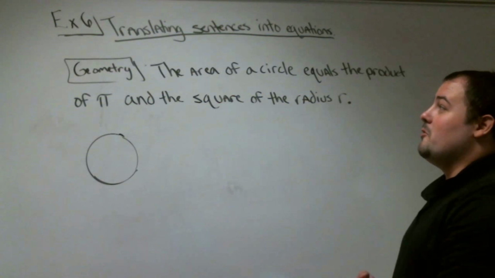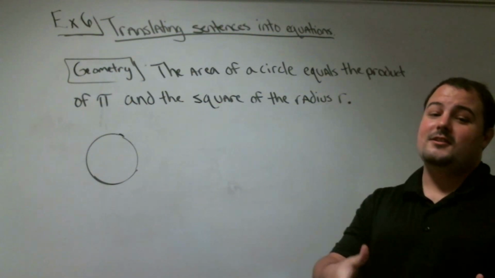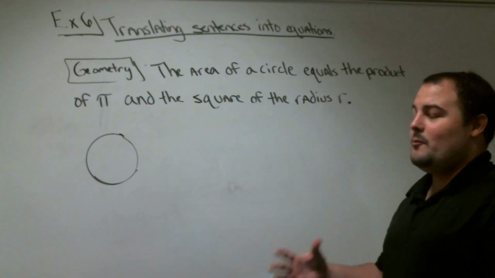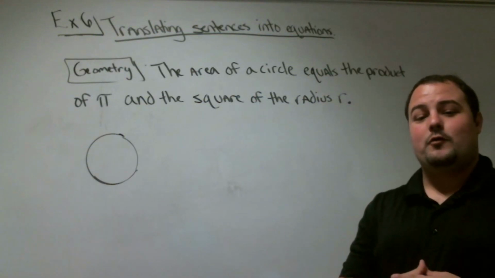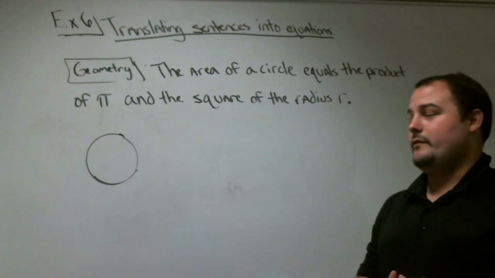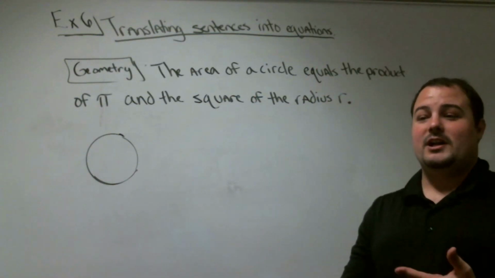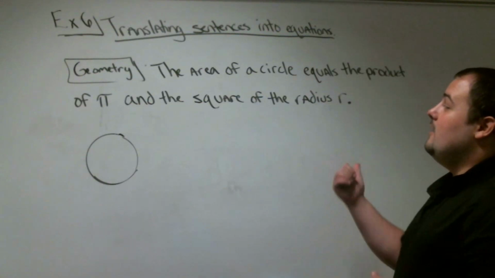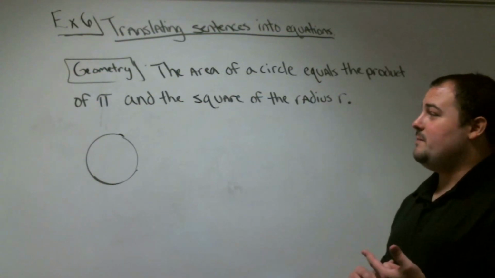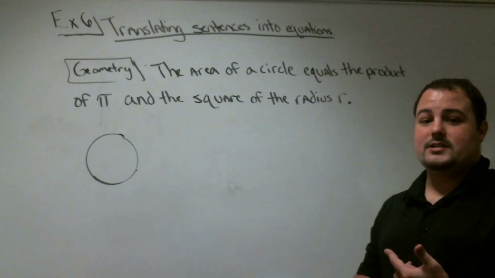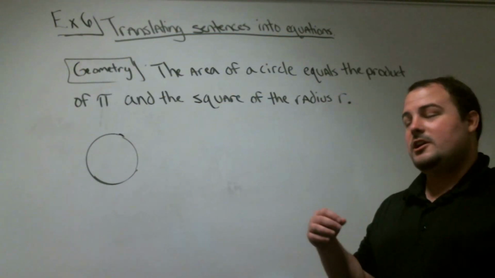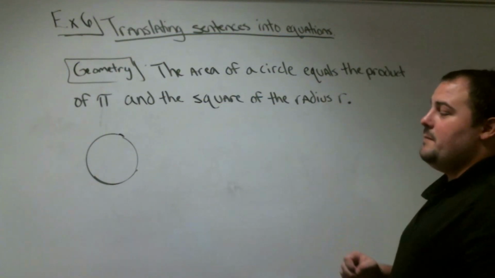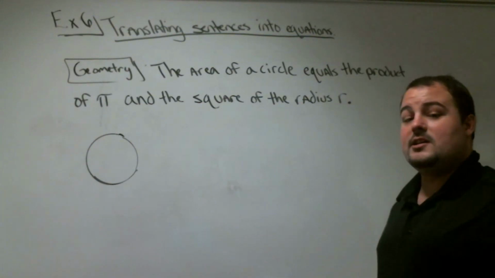For example 6, what we're going to be doing is translating sentences into equations still, and we're still looking at actual formulas. So here we have another geometry formula. Maybe this is one that you might have heard about, but that's okay. The area of a circle equals the product of pi and the square of the radius. So the area of a circle equals the product of pi and the square of the radius r.